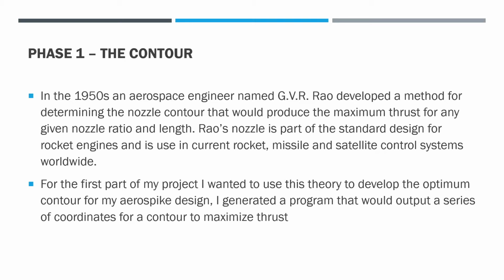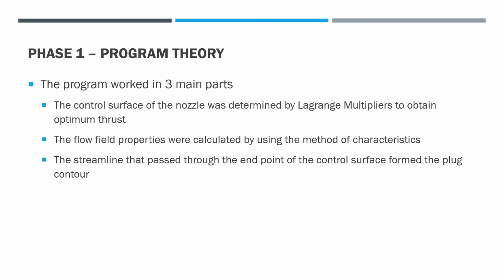for my aerospike design. I wanted to generate a program that would output a series of coordinates for a contour to maximize thrust, but instead of a de Laval nozzle, I wanted to apply Rao's method to an aerospike nozzle. Taking reference from a 1963 NASA contract study that outlines a similar objective in Fortran 90, the program was designed to work in three main parts.